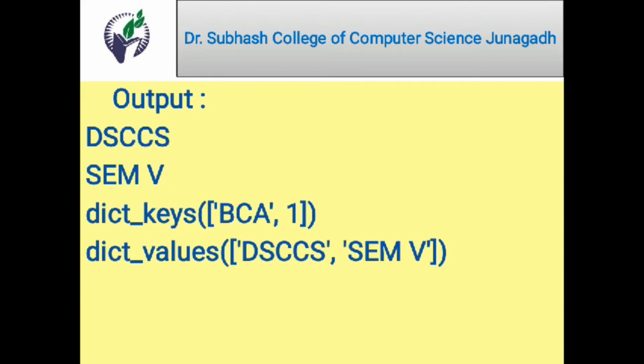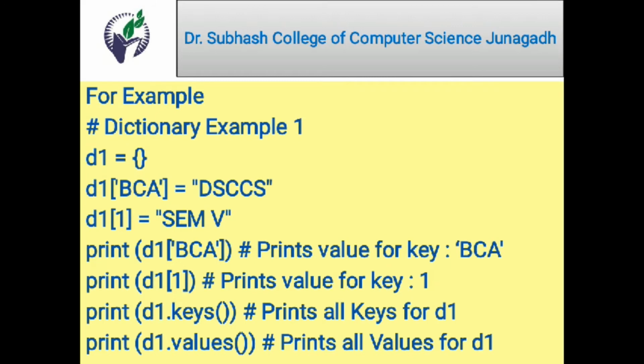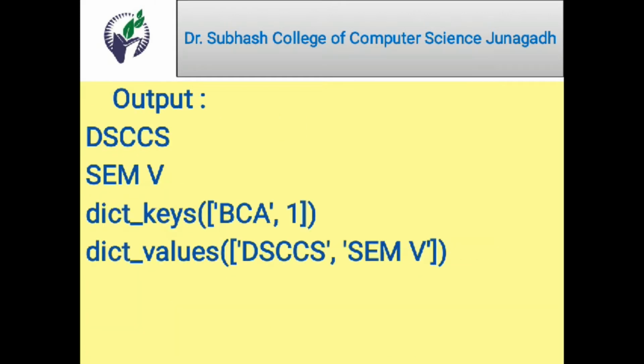As expected, first that is DSCCS that we have printed using D1 in square bracket BCA. Second, that is D1 in square bracket that we have given 1. Here key values, it also mentions dictionary keys, that is BCA and 1, both are the keys, and dictionary values, these are the DSCCS and SEM5. So 4 values are there. First, the value of BCA, DSCCS, SEM5, then all key values and all the values associated with each key. So that is the simplest example of a dictionary.